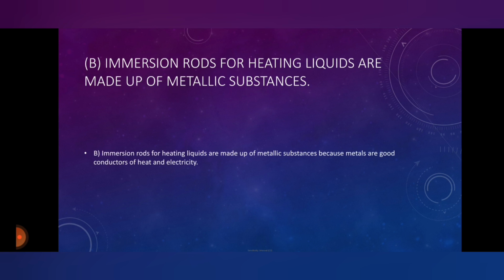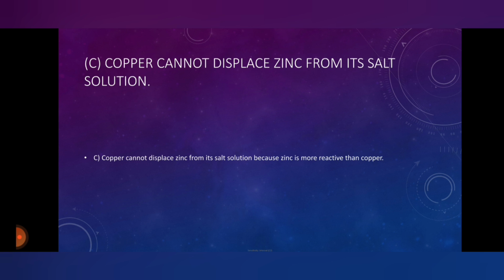B. Immersion rods for heating liquid are made up of metallic substance. Answer is immersion rods for heating liquid are made up of metallic substance because metals are good conductors of heat and electricity.